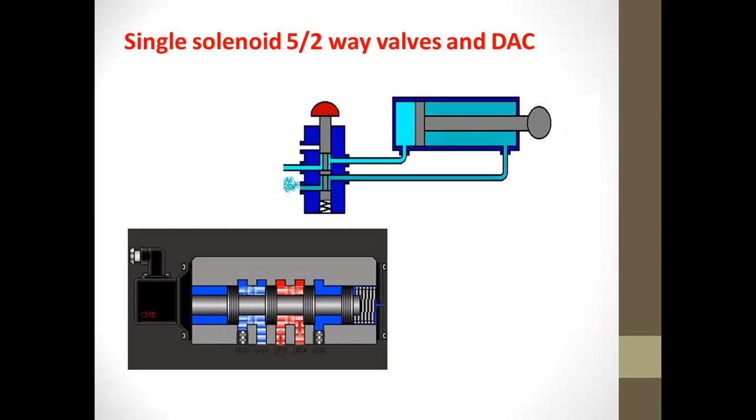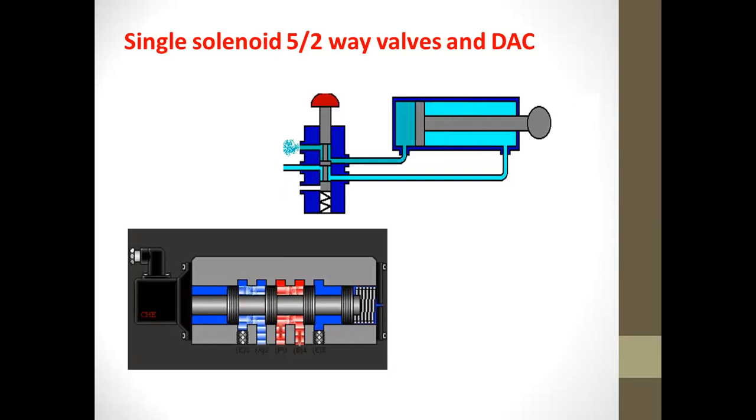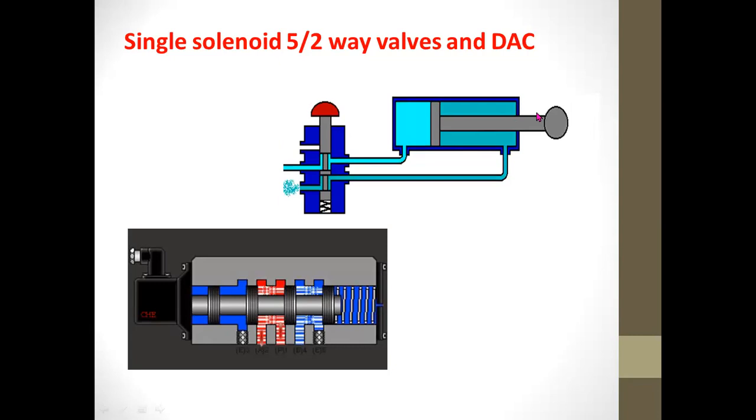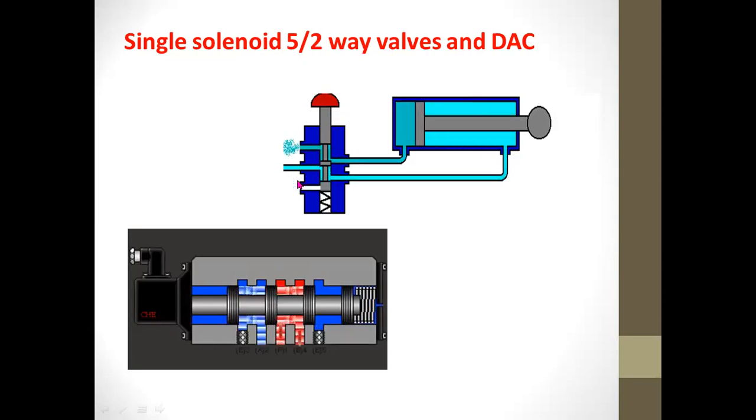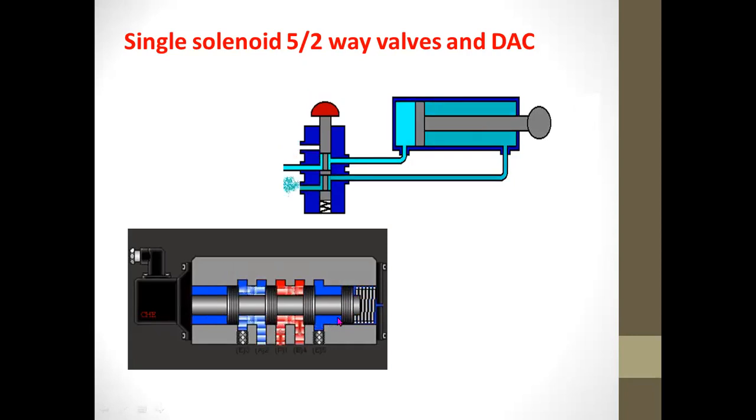but they just differ as to the construction, because the 5-2-way, as we've mentioned, is used to be paired with the double acting cylinder, and the 3-2-way is of course used to be paired with the single acting cylinder. So that is for the single coil, or spring return solenoid valve, or 5-2-way single coil valve.